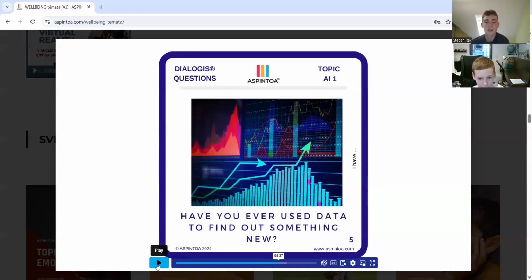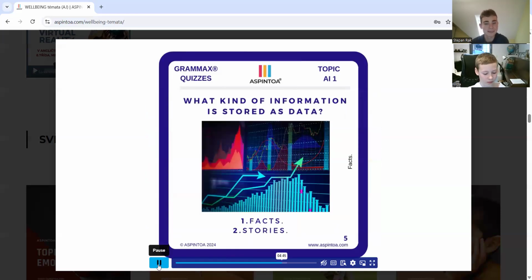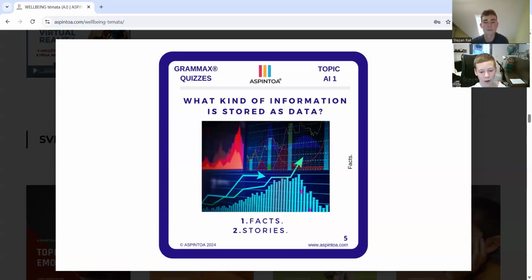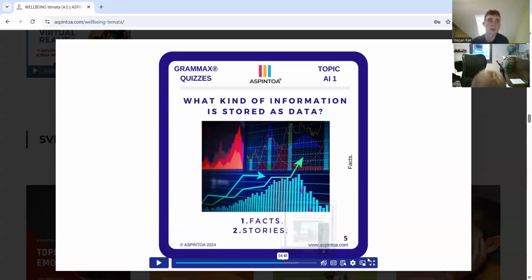And have you ever used data to find out something new? Yes, I have to use data on my phone to just watch YouTube. Oh yeah, so using your mobile data, definitely. I also use it sometimes when I'm not at a place that has Wi-Fi. And what kind of information is stored as data? Facts or stories? Facts. Yeah, facts. I think you could store stories as data maybe as well, but it's typically facts.